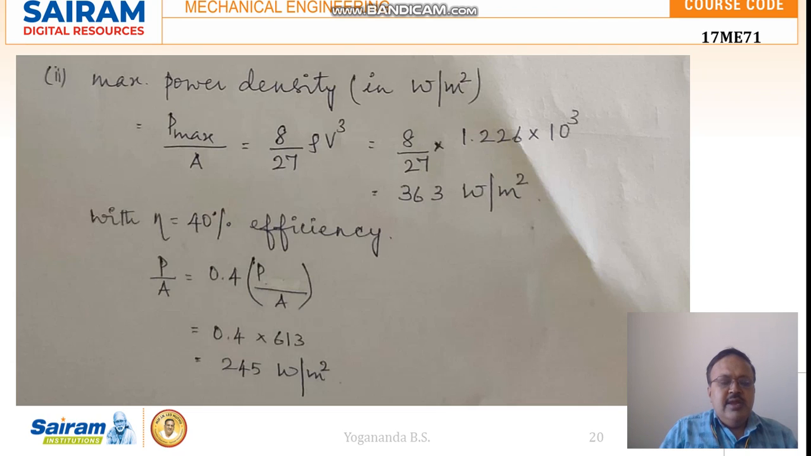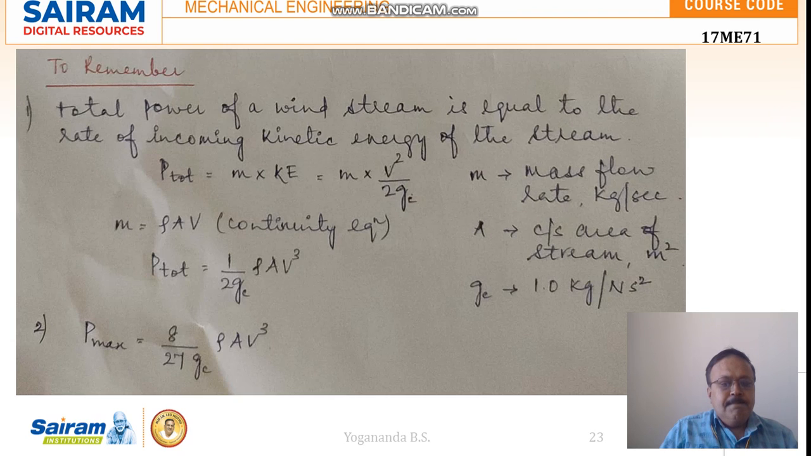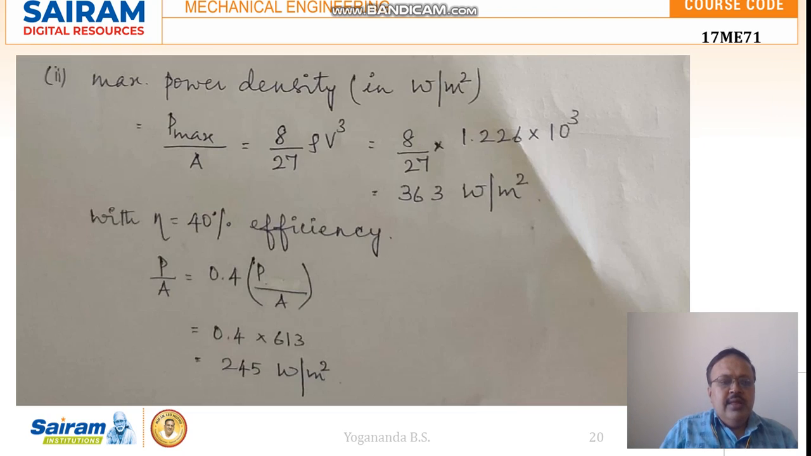Now the power density of the output power is also in watts per meter square. The maximum power obtained is 8 by 27 of rho A V cube. The A in the numerator and the A in the denominator cancel, so we have 8 by 27 of rho V cube. Substituting the air density and velocity, we get the output power as 363 watts per meter square.